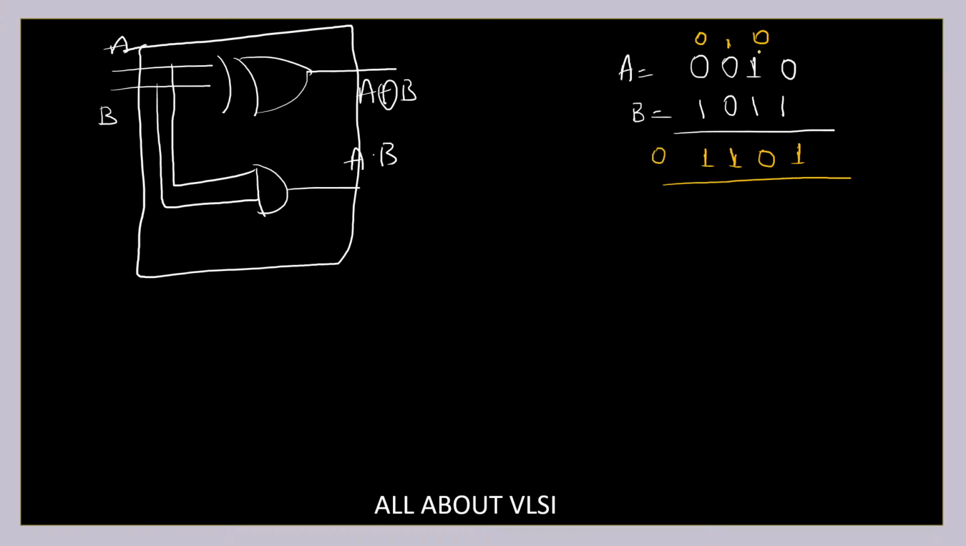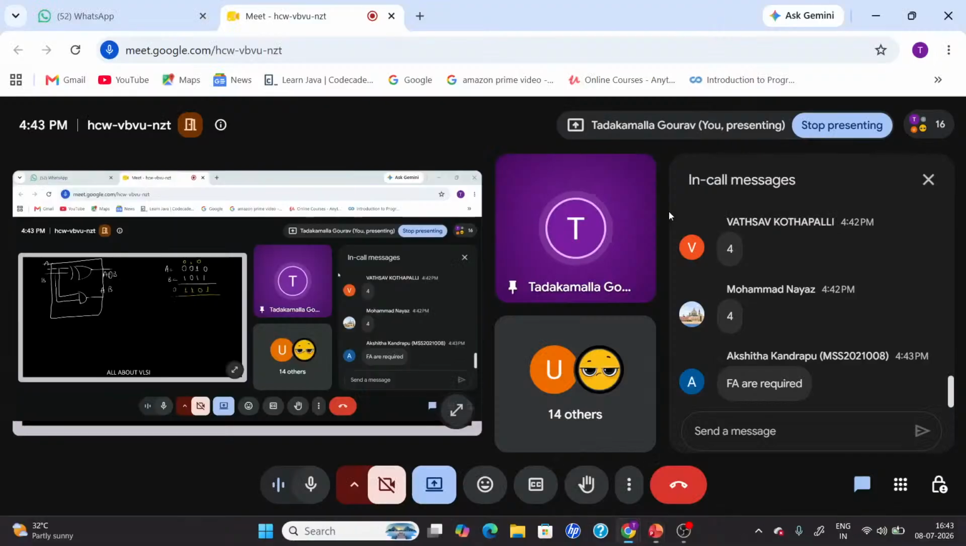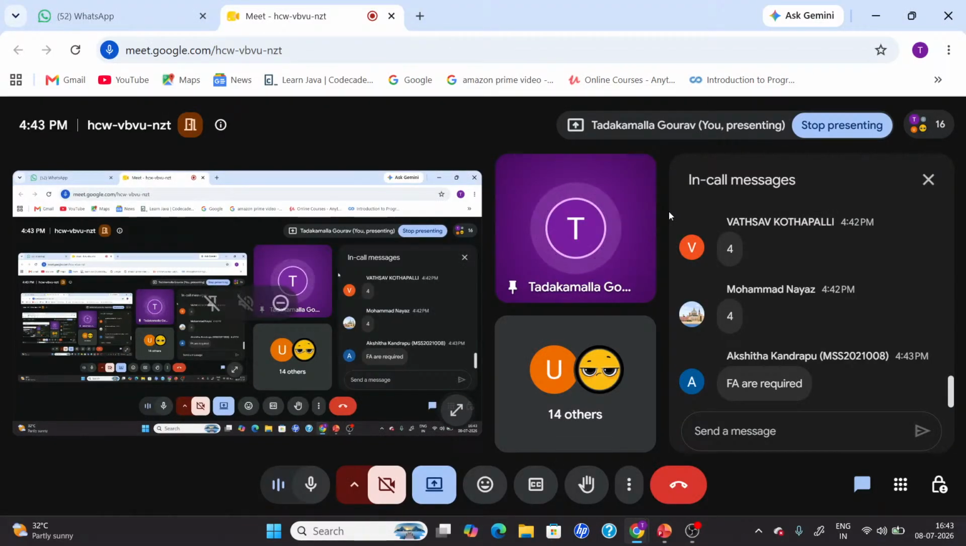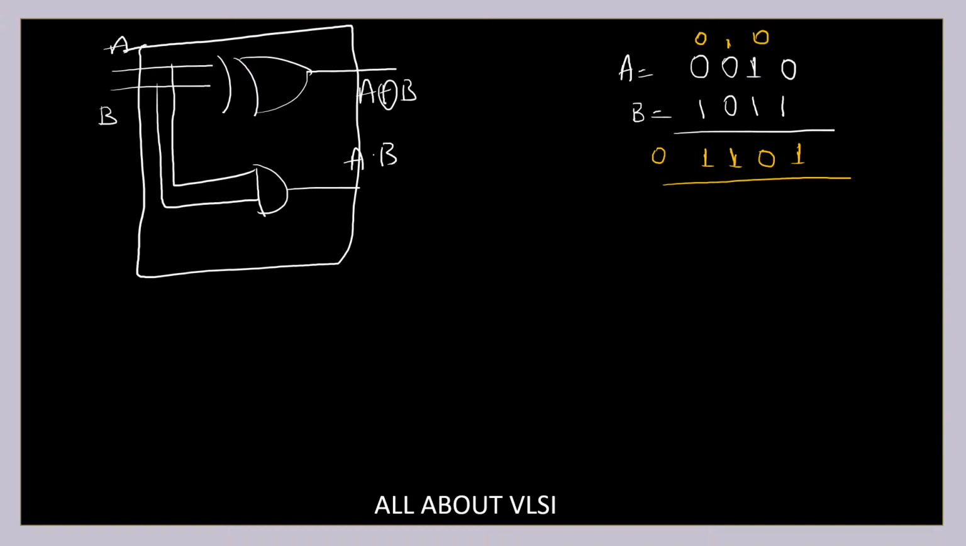Now, can anyone perform this addition using only half adders? Only four half adders you're saying, right? So how to implement this particular addition using only four half adders? Can anyone tell me? Exactly. Here full adders are required. I cannot use simply half adders for implementing this particular process.